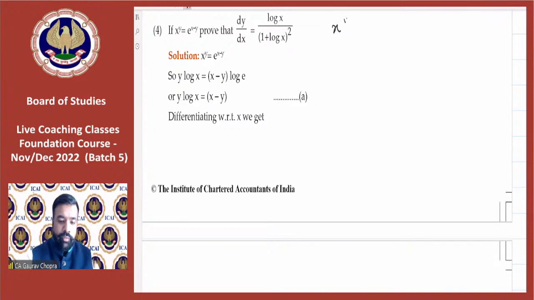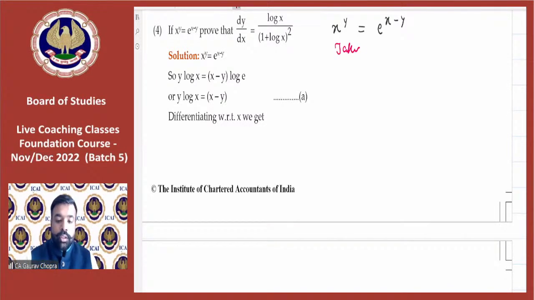Now see, this time we are having x to the power of y is equal to e to the power of x minus y. So this time this is not a normal question. This is a bit different. Normally the left hand side was y or f(x), but this time it is x to the power of y. One variable is having another variable on its power. x is also a variable, y is also a variable, and we have x to the power of y. So whenever such a thing happens, we always have to do one thing, that is take logarithm on both the sides.